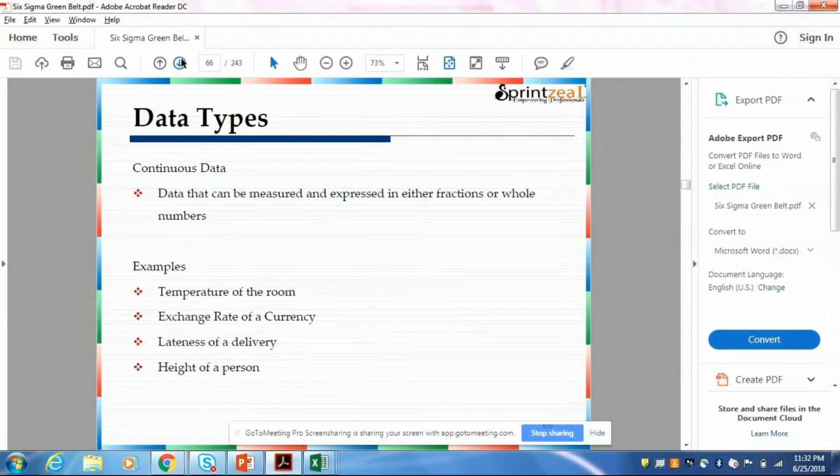Okay, some more examples. Temperature of the room. I generally ask the participants, do you think it's a continuous or a discrete data?